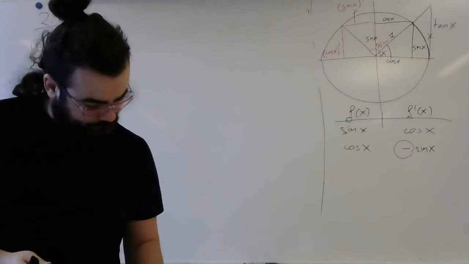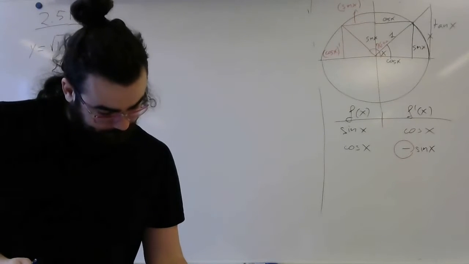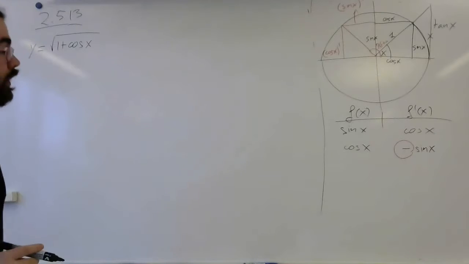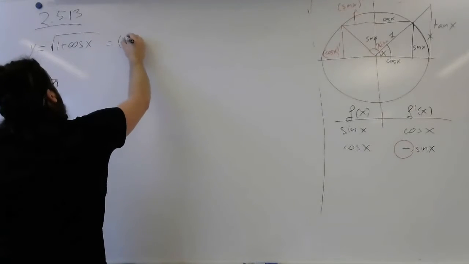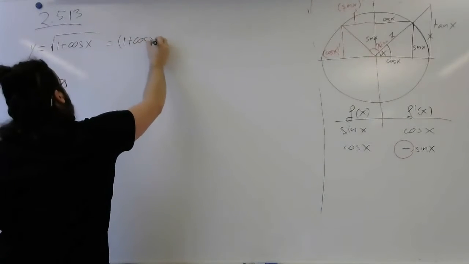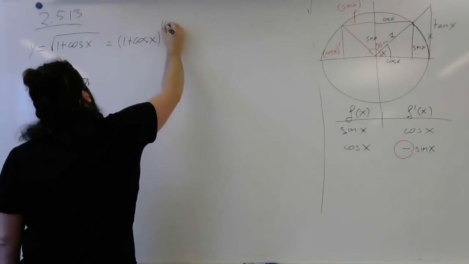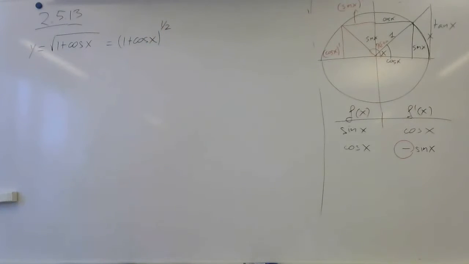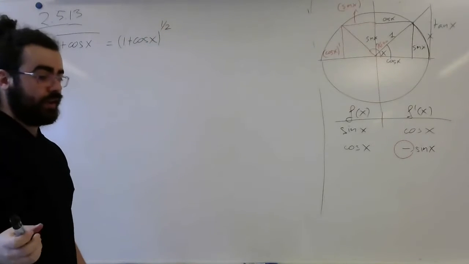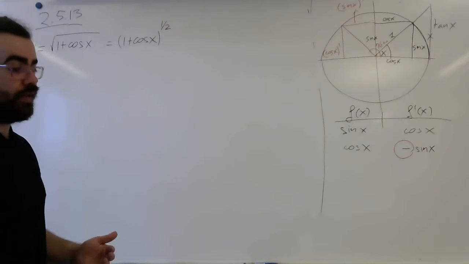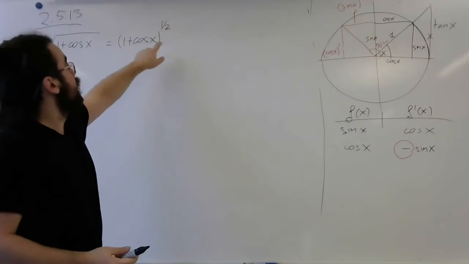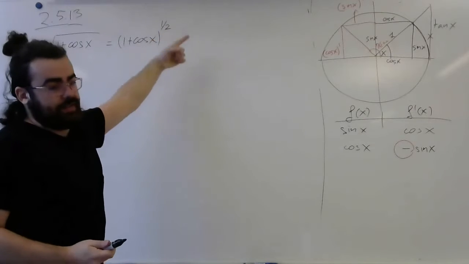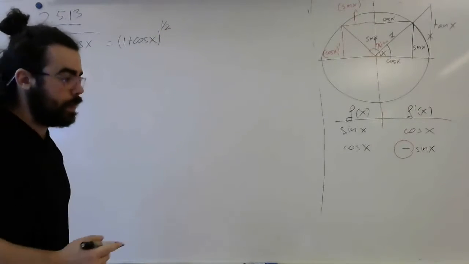Something like this. So in order to derivate it, I'm going to rewrite it as 1 plus cosine of x in power 1/2. Because this way, you see that we have composition of functions. One function is 1 plus cosine of x, and the other one is taking the square root.